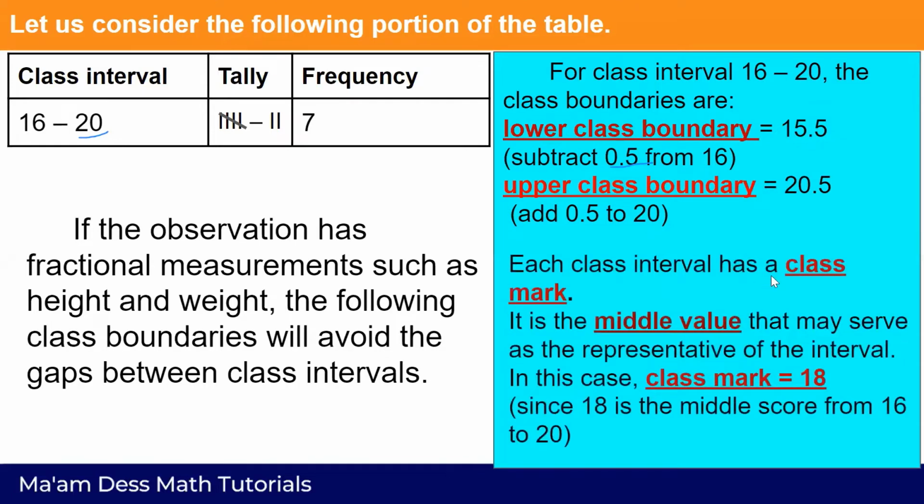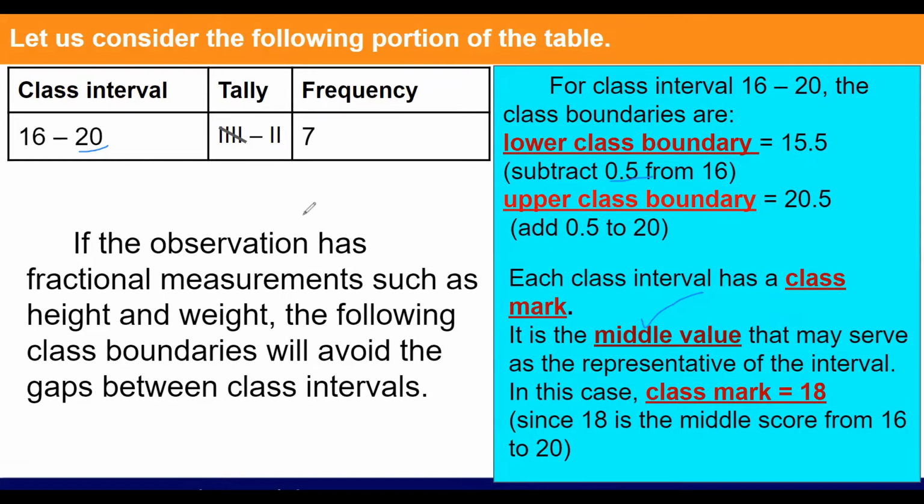Okay, so each class interval has a class mark. So ano naman po itong class mark na ito? It is the middle value that may serve as the representative of the interval. In this case, class mark is 18. So, paano po kaya naging 18? Since 18 is the middle score from 16 to 20. Ibig sabihin, si class mark po, siya yung middle, yun yung nasa gitna sa class interval. So, 16 to 20, the middle value or the class mark is 18. Ang nandito po sa gitna ay 18. Again, this is our class mark.